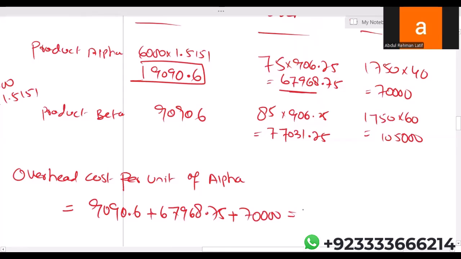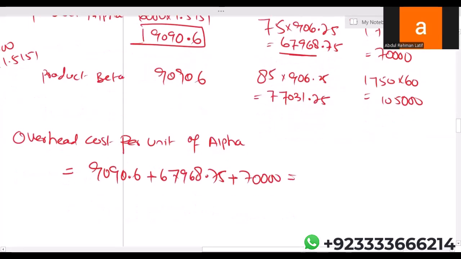Let me use the calculator. What is the total? 9090.6 plus 67,968.75 plus 70,000. Students, I'm getting 1,47,059.35. So the total overheads which belong to product alpha are 1,47,059.35. Now very easily we can calculate per unit.